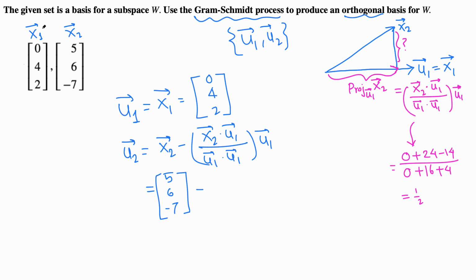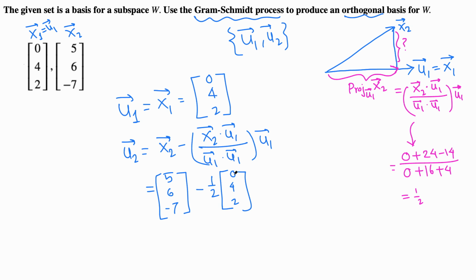So this projection coefficient is a scalar number. For this question, this one is the same as u1. We can calculate it: find the dot product of x2 with u1, and u1 dot u1, multiplying u1 with itself, and we get 1/2 of u1. So this number is 1/2. u1 is the first vector, which is 0, 4, 2.